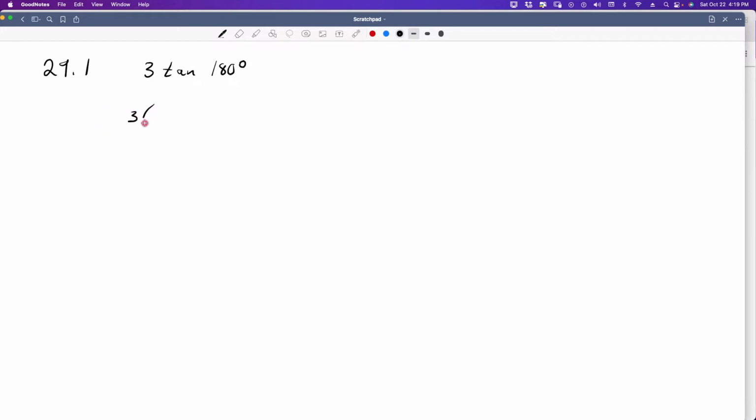3 times the tan of 180. So that's going to equal 3 times 0 over -1. Well, that's going to be 0. So 3 times 0, this is equal to 0. That's our answer.